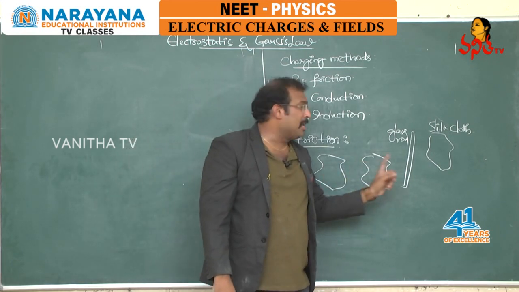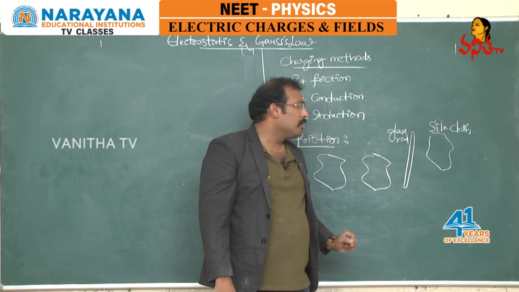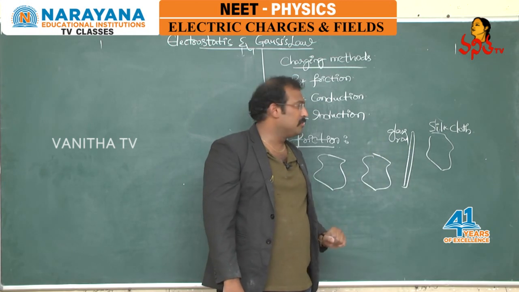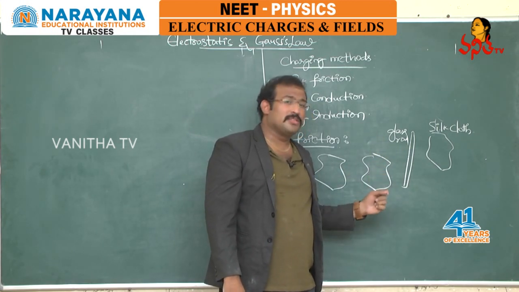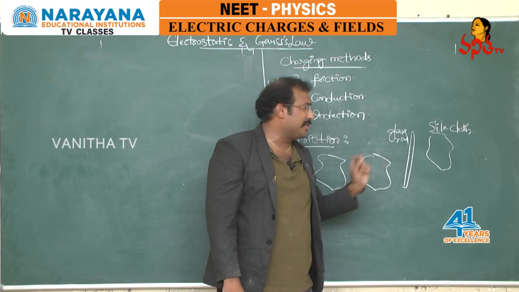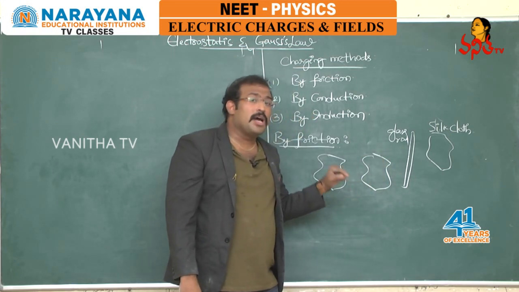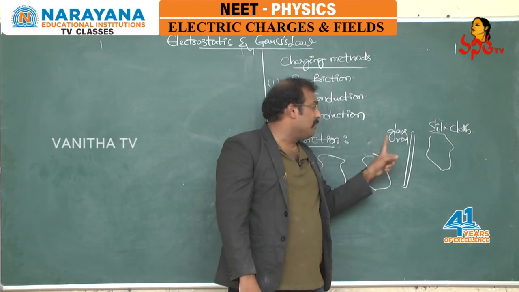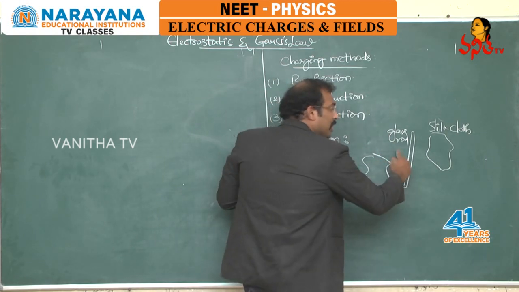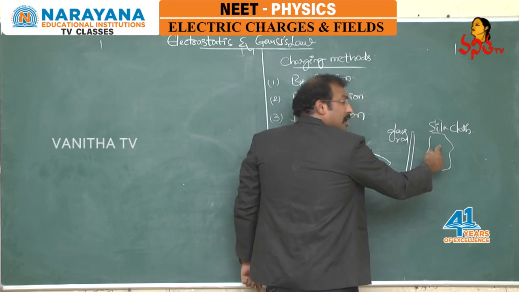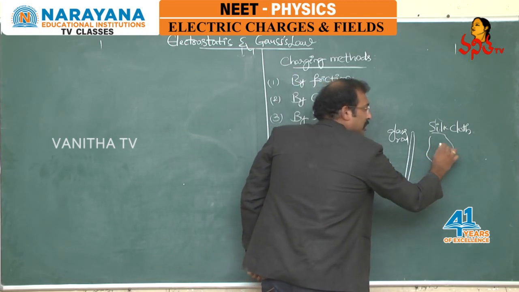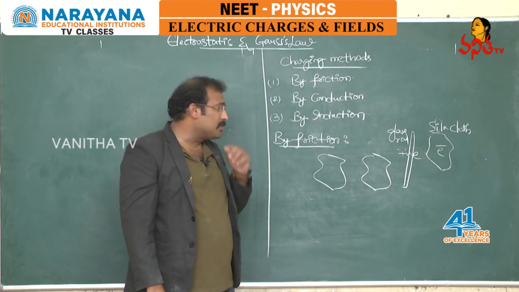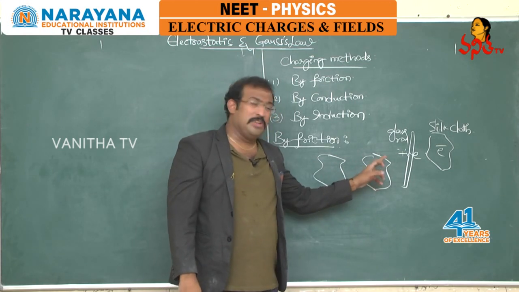Now what happens by rubbing the two bodies against each other? One body attains positive charge and the other body attains negative charge. Then again a question arises: which body attains positive and which body attains negative? The one with greater electron affinity will get negative. The one with less affinity will get positive. So here in this example, the silk cloth has greater electron affinity, so it gets negative charge and the glass rod gets positive charge. So in this way, charging by friction will take place.